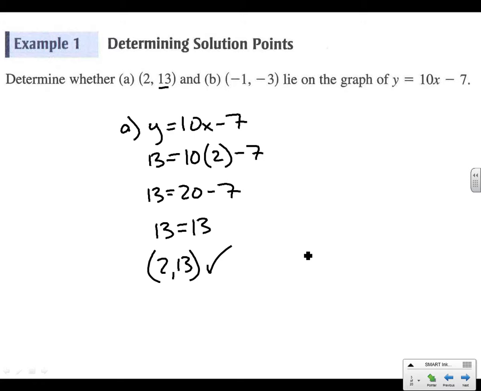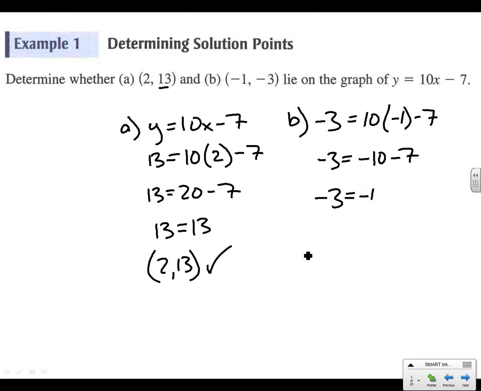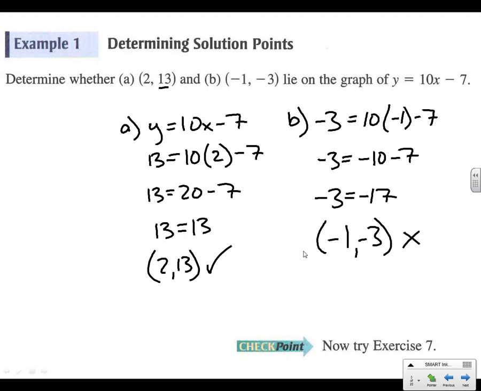How about (-1, -3)? Let's plug this in. -3 is our y, equals 10 times -1 minus 7, so -3 equals -10 minus 7. That only works if you're doing your algebra wrong, because -10 minus 7 is -17. So (-1, -3) does not work. All right, so that's the first type of problem we have to do. See if you can do it with exercise 7.